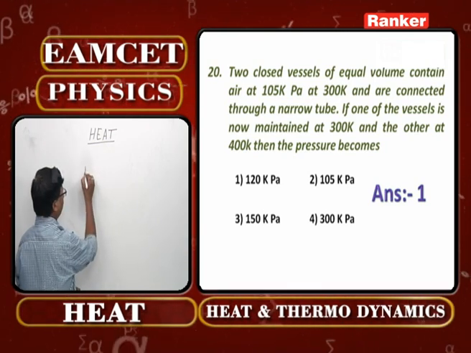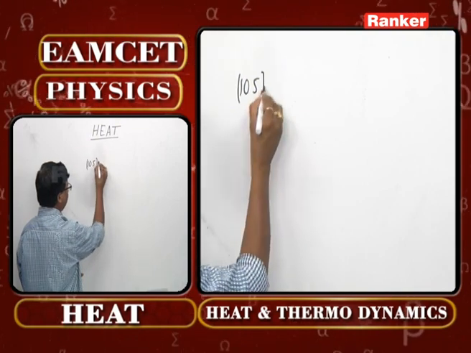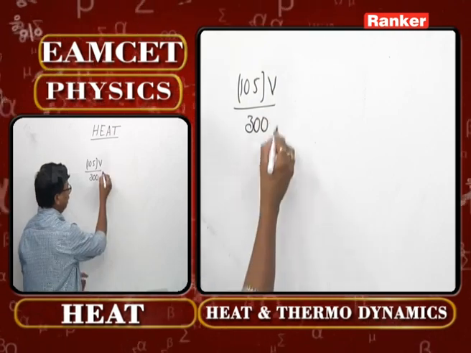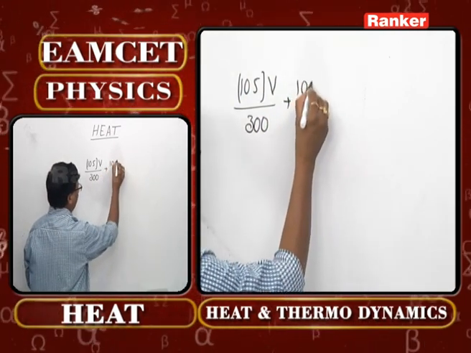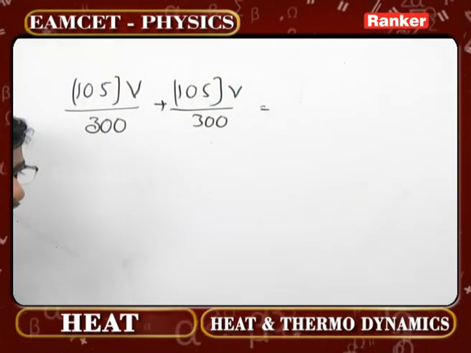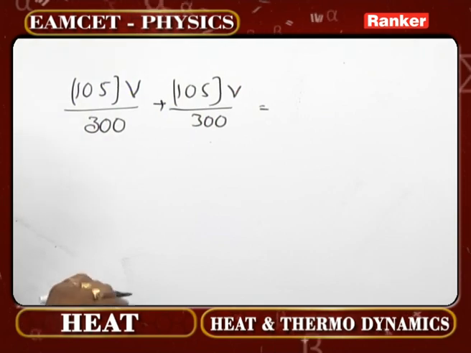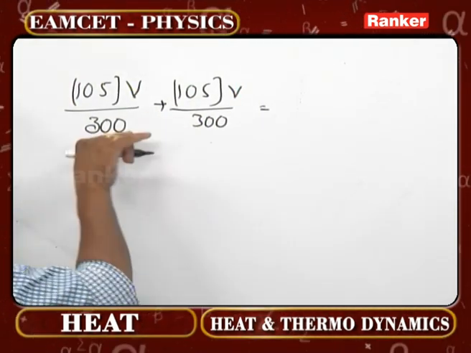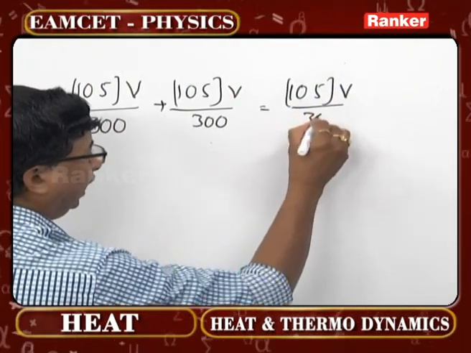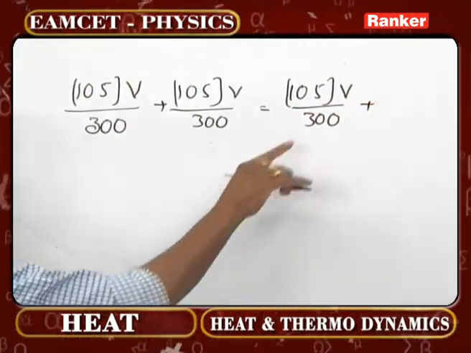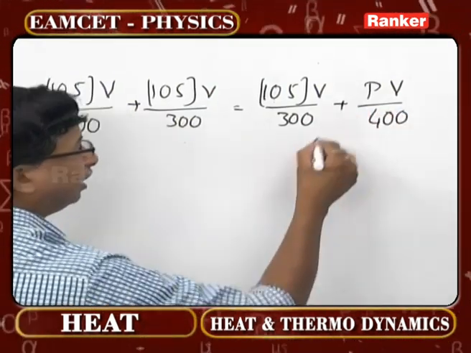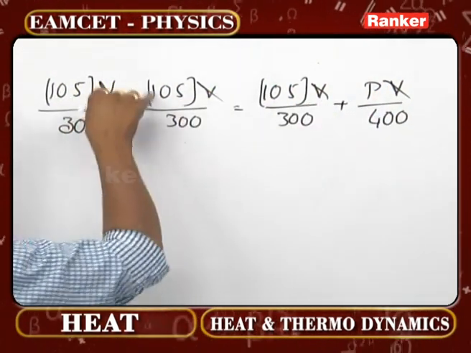So you can understand the first one: 105 is the pressure, volume is V and temperature is 300 Kelvin. The second also has the same values initially, V by 300. So P1 V1 by T1 plus P2 V2 by T2. After that, one of the vessels is now maintained at 300. That means it has the same pressure and same volume again. And what about the other one? It's made 400. Then P into V by 400 I can write.